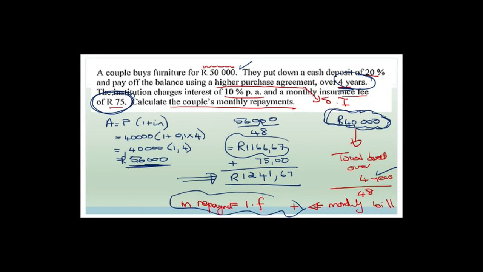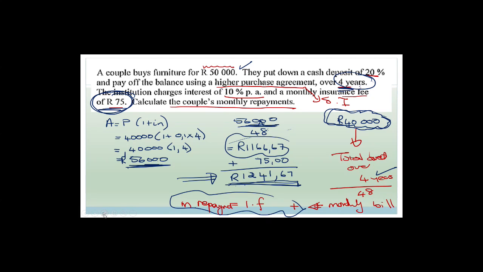So then we say, okay, fine. But now this 56,000 rand is divided by the 4 years, but it's monthly payments. So it's 4 times 12, which is 48. So we take the 56,000, we divide it by 48, and we get 1,166 rand and 67 cents. And then they say, but hang on. They demand that we pay 75 rand insurance fee. So we add the 75 rand insurance fee on, and we end up with 1,241 rand and 67 cents. So the amount of money that they're paying on the furniture per month is 1,241 rand and 67 cents, which is quite a lot of money.